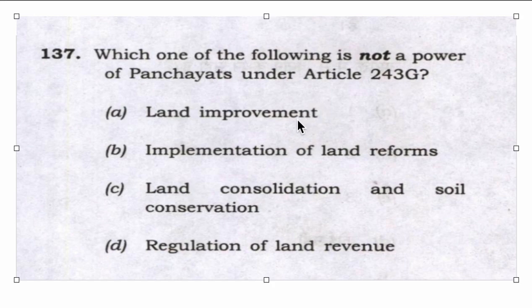Land improvement is present, implementation of land reforms is present, land consolidation and soil conservation is also present, but regulation of land revenue is not present. So option D is the correct answer. This is not a power under Article 243G. So option D is the correct answer.